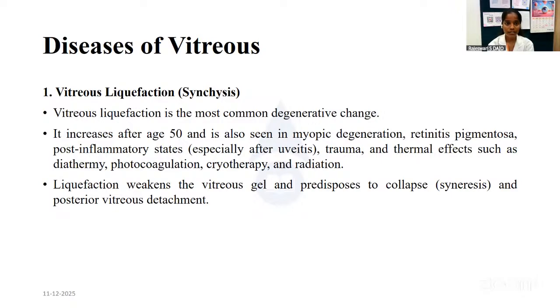Move on to the diseases of vitreous. Vitreous liquefaction. Vitreous liquefaction is the most common degenerative change. It increases after age 50 and is also seen in myopic degeneration, retinitis pigmentosa, post-inflammatory states, trauma, and thermal effects such as diathermy, photocoagulation, cryotherapy, and radiation. Liquefaction weakens the vitreous gel and predisposes to collapse and posterior vitreous detachment.